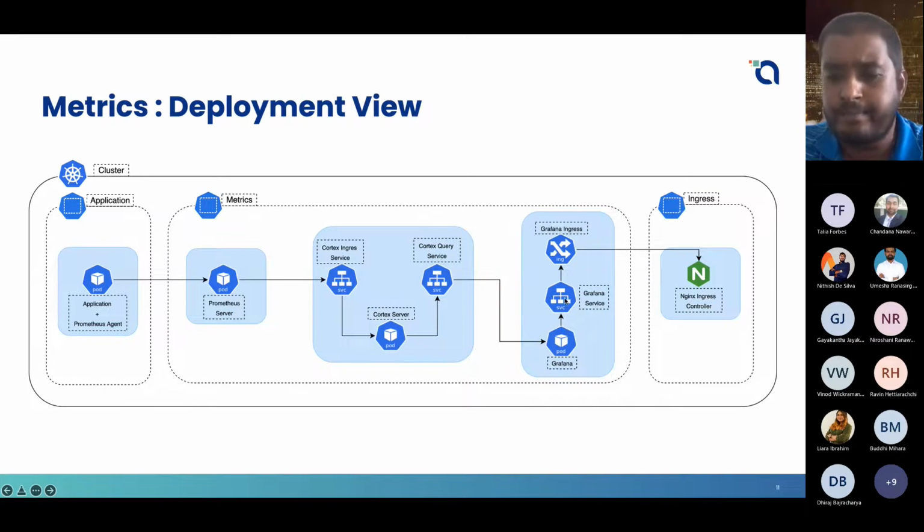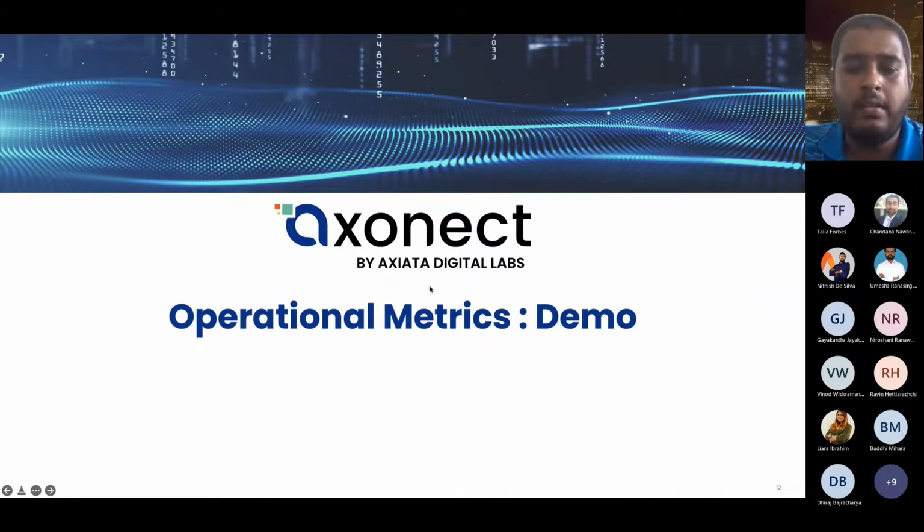Finally, it's exposed outside through ingress. We use an Nginx ingress controller, and this is the contact point for the external world. This is of course a simplified view of our deployment, of how we have designed the deployment on Kubernetes. I'll show a very brief demo of what we have done as well.